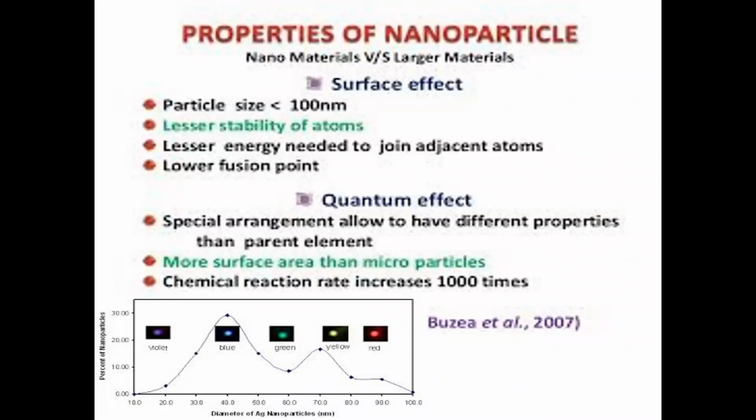So when the dimension of a material reduces below 100 nanometers, its mechanical, thermal, optical, magnetic, and other properties change compared to the larger or bulkier size of the same material.